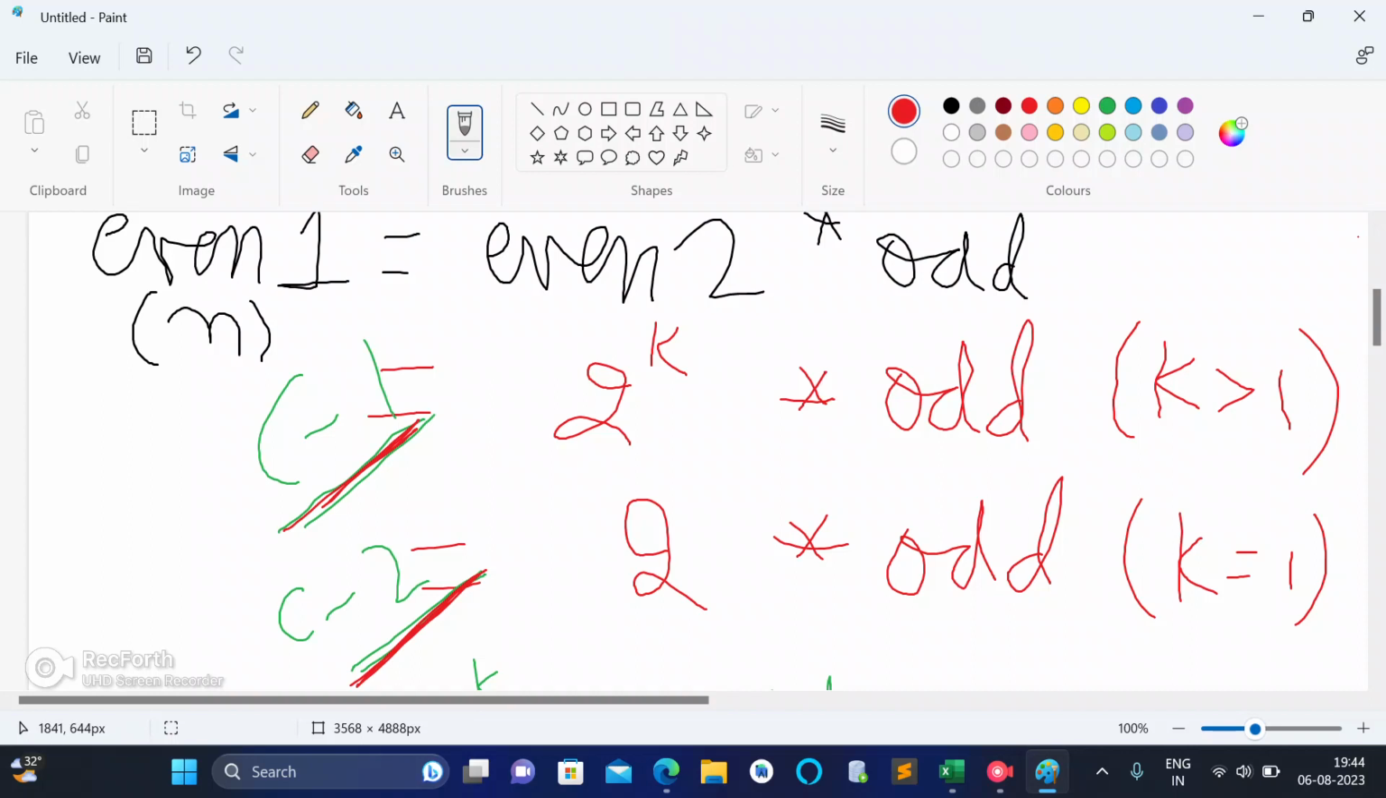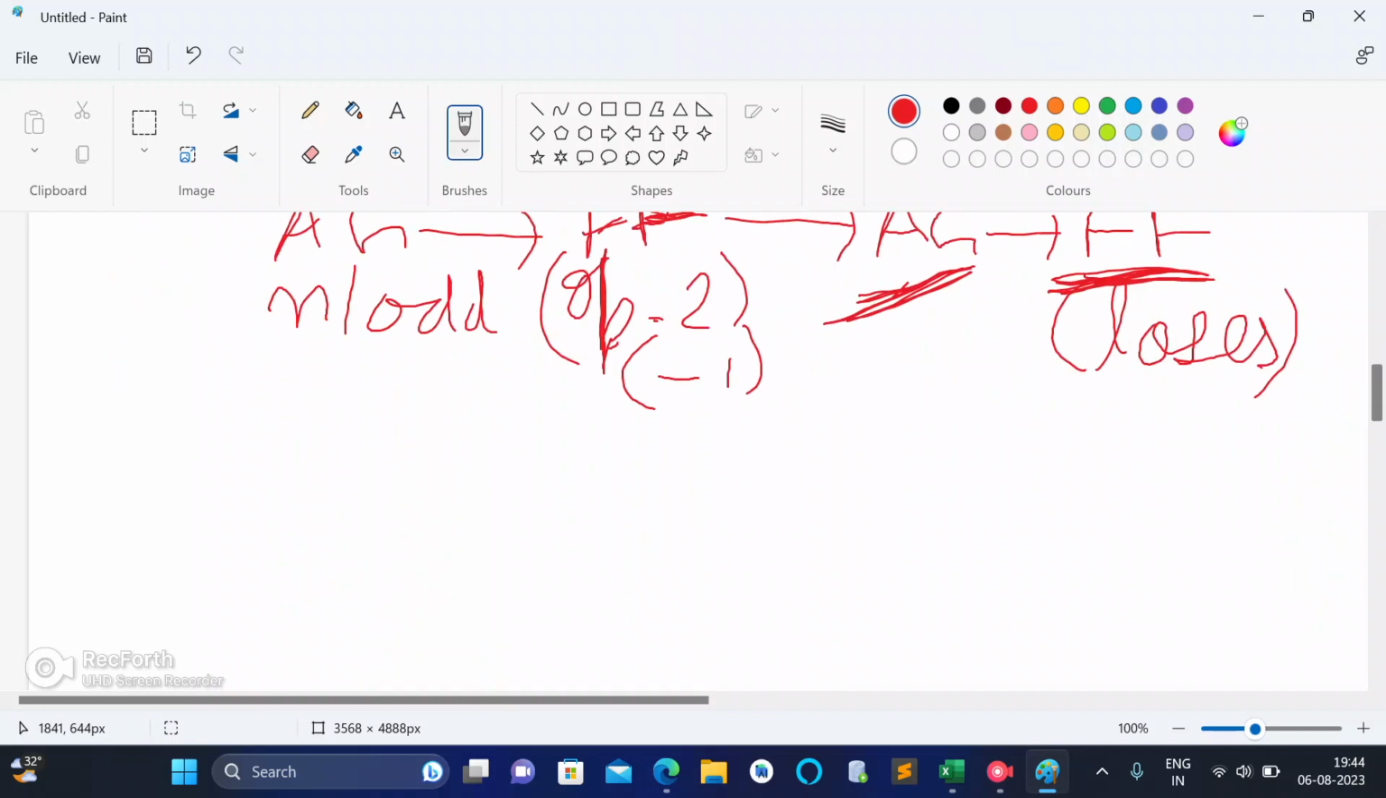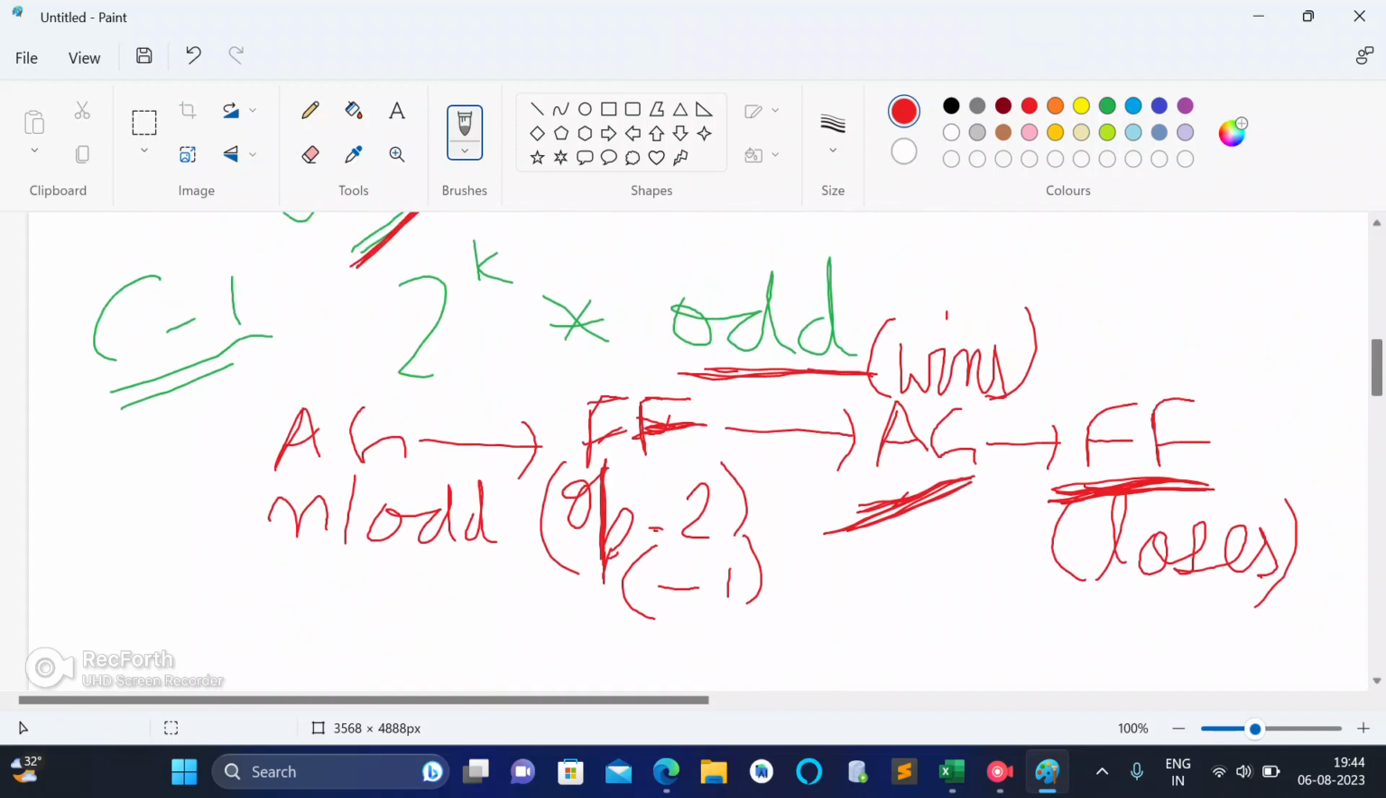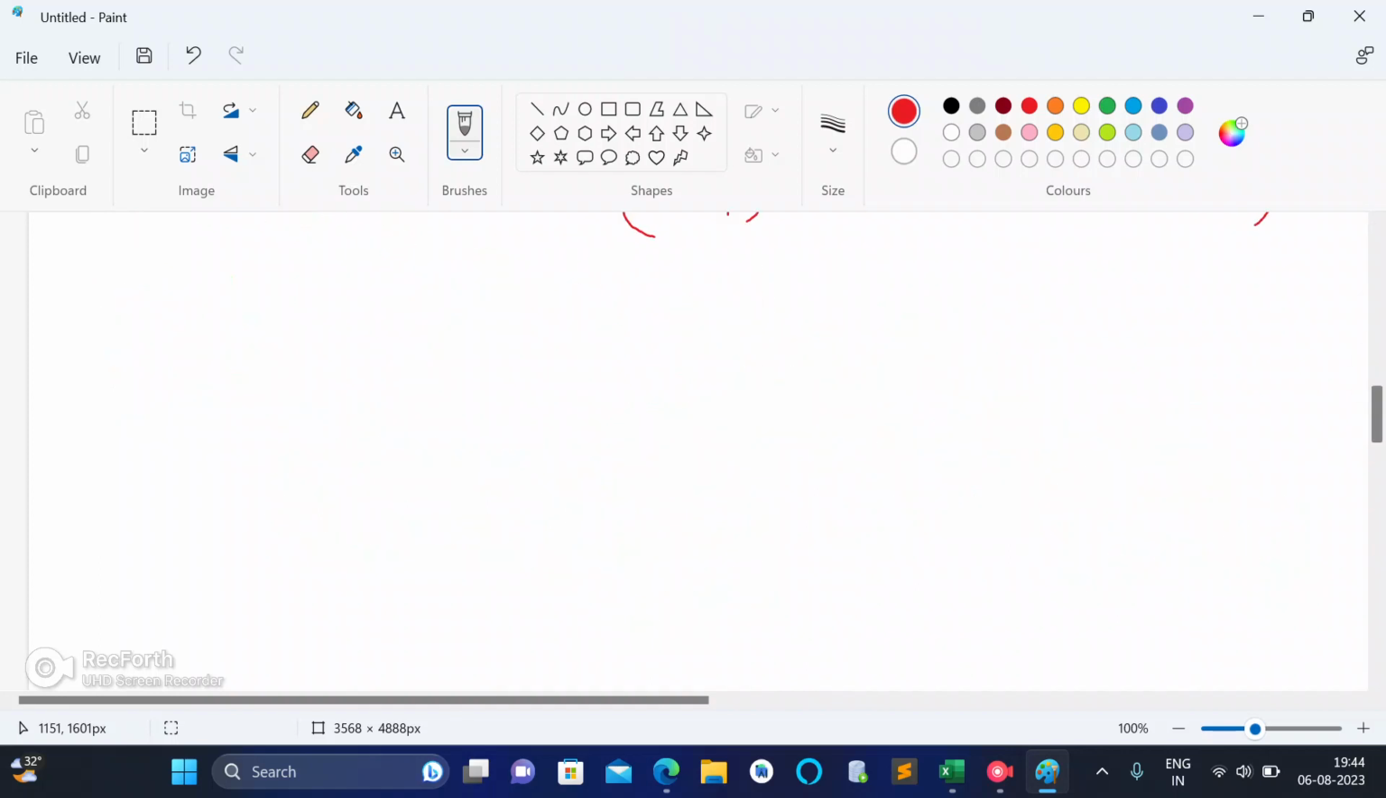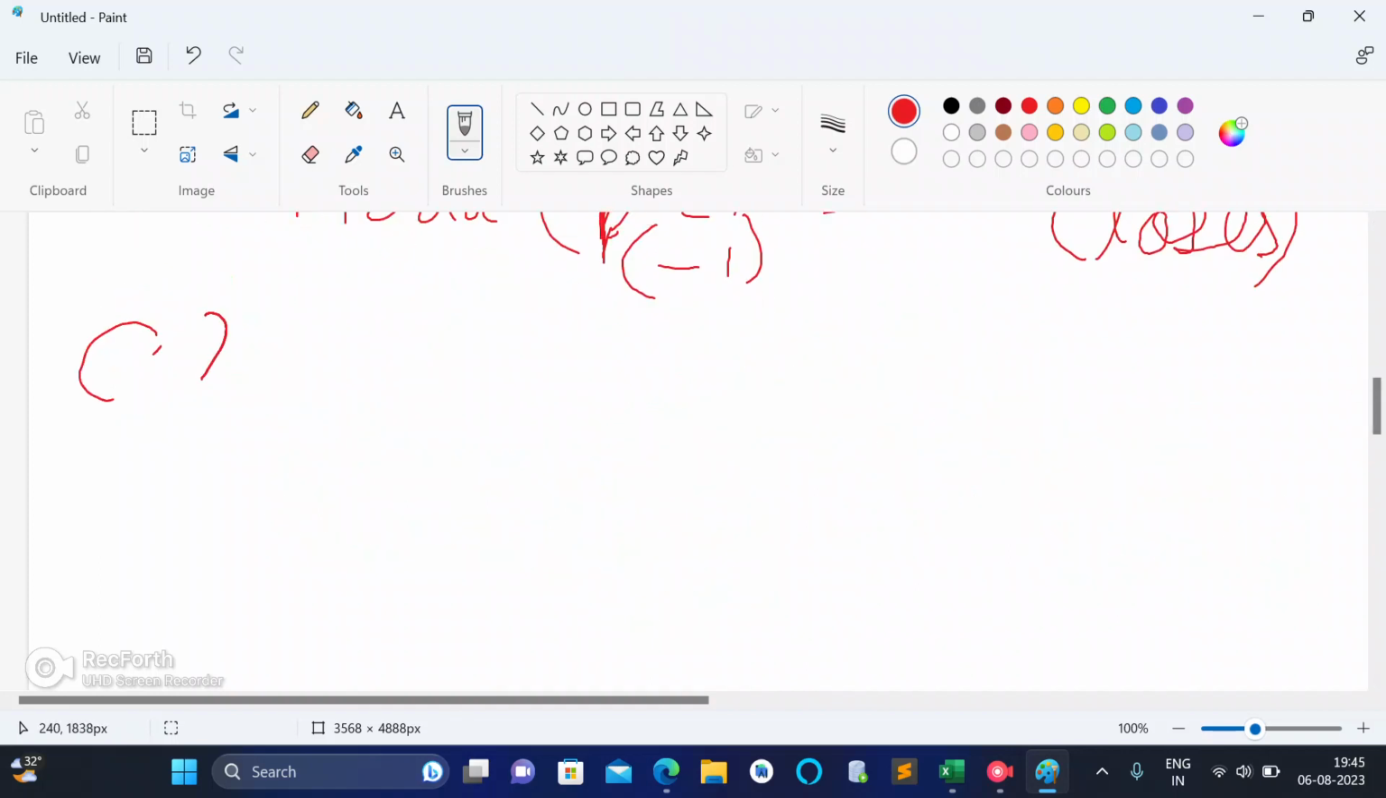Now in case 2, 2 into odd. So this is our answer for case 1, the case in which Ashish Gupta wins. In case 2, the 2 into odd form is present.